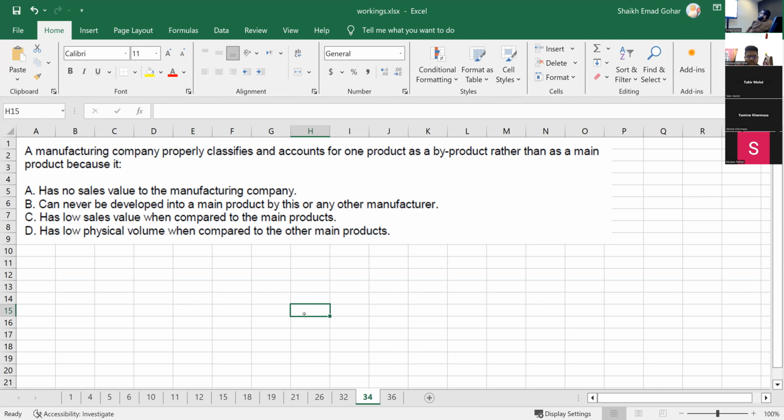So they are saying, a manufacturing company properly classifies and accounts for one product as a byproduct rather than as a main product. Why? B.